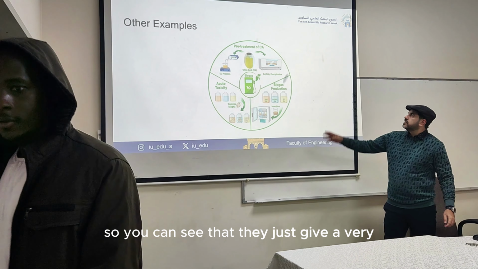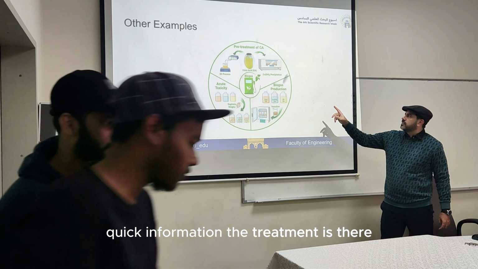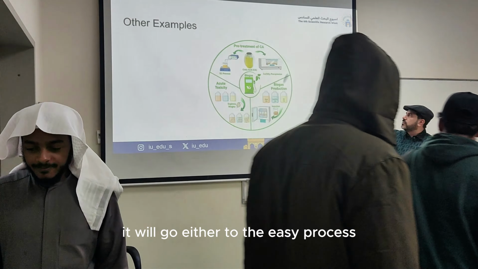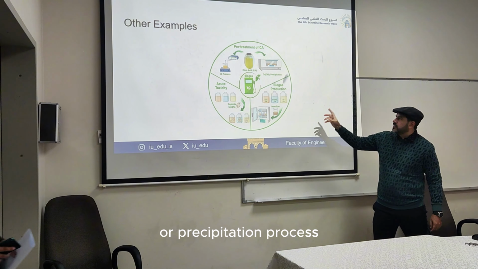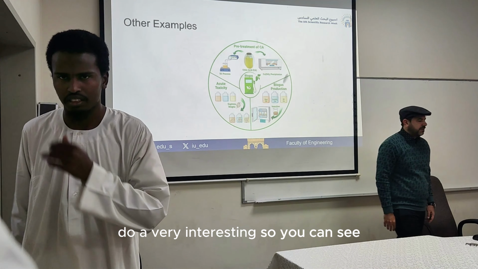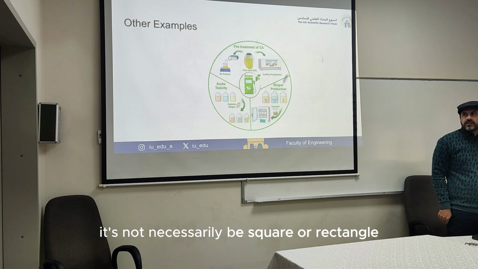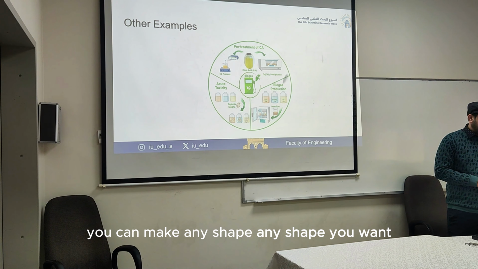So you can see that they just give very quick information. The treatment is there. You have this acid. It will go either to the EC process or precipitation process, then make something like this, which is very interesting. So you can see it's not necessarily a square or rectangle. You can make any shape, any shape you want.